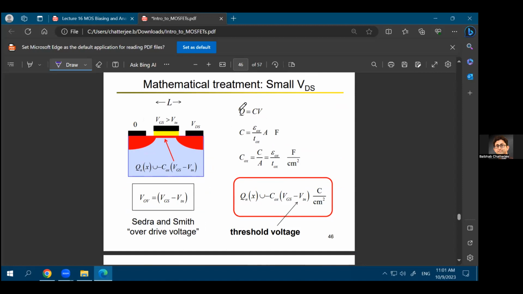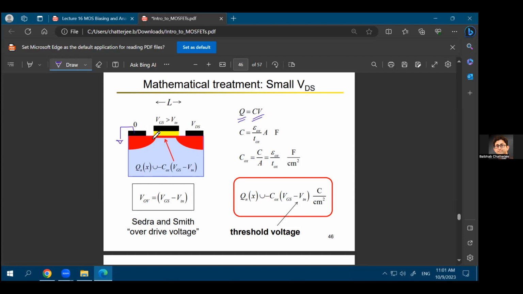Okay. So, if you try to do a mathematical treatment of the MOSFET, again, let's say you have applied a ground or a zero voltage to the source, you are applying a VDS to the drain, and you are applying a VGS to the gate. In the channel, you will have a certain amount of charge, Q, and that certain amount of charge can be represented using the equation Q equal to CV, so capacitance times voltage.